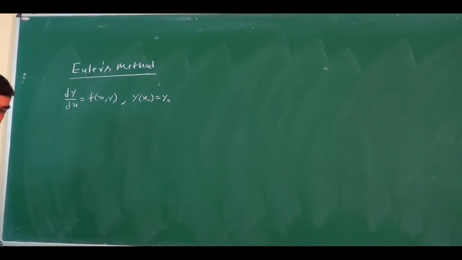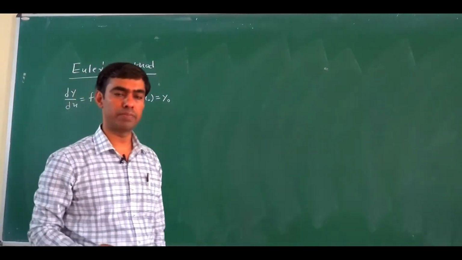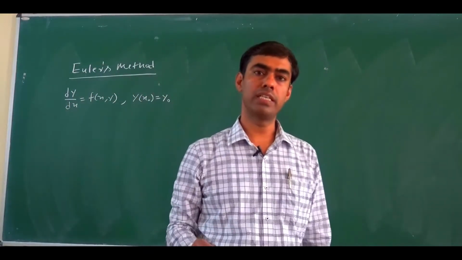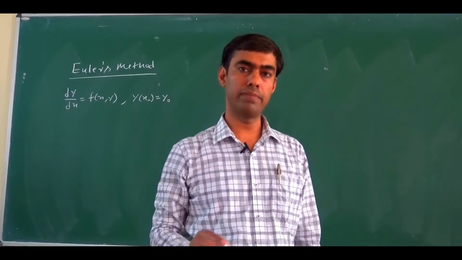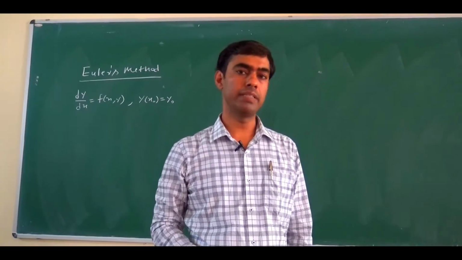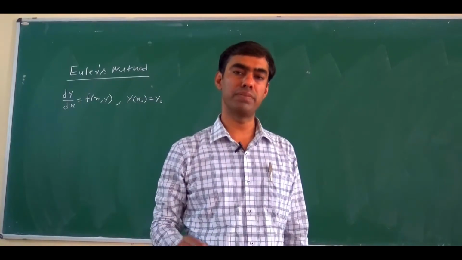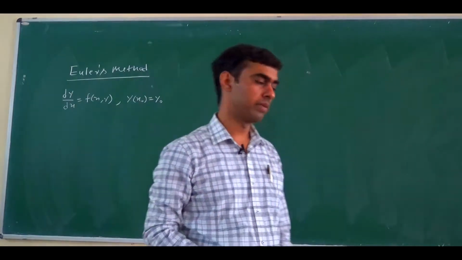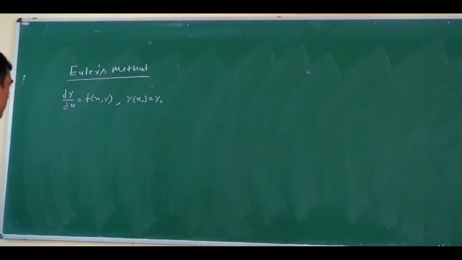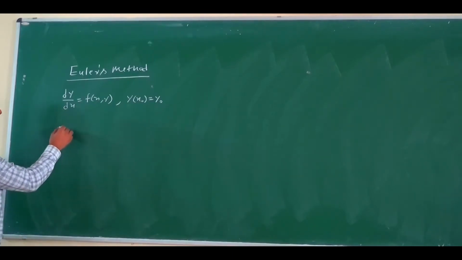So first we give the geometrical interpretation of the Euler method. Then we give the mathematical derivation of the Euler method. Then we solve some numerical examples based on the Euler method. So what is the geometrical interpretation of the Euler method?